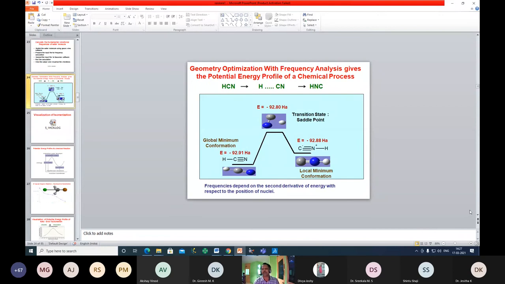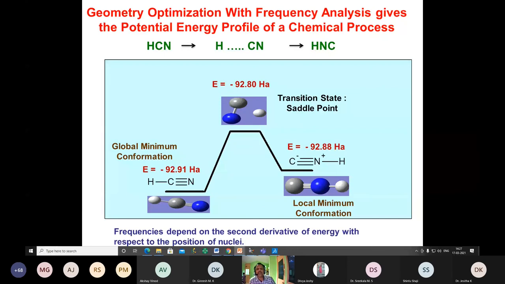That means geometry optimization with frequency analysis gives a potential energy profile of a chemical process. Actually, this is an optimization procedure. In this particular slide, you have three geometries. This is a chemical reaction. What is that chemical reaction? The conversion of HNC, hydrogen isocyanide, to HCN, hydrogen cyanide. This is an isomerization reaction. Using this computational chemistry calculation, we are deriving the energy path of this reaction.